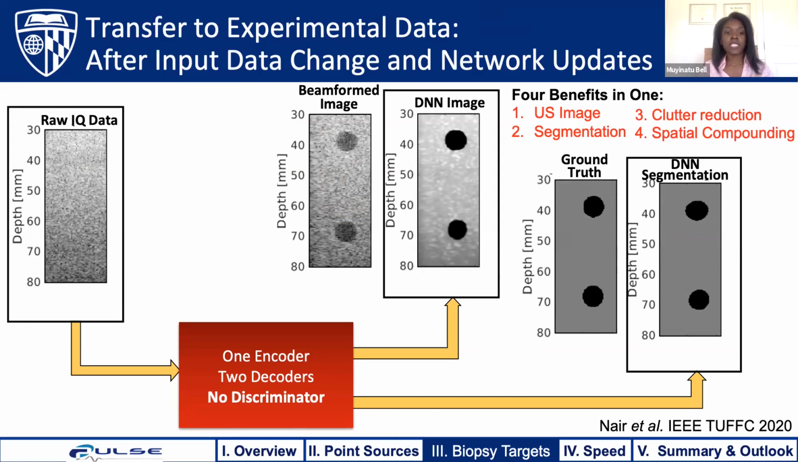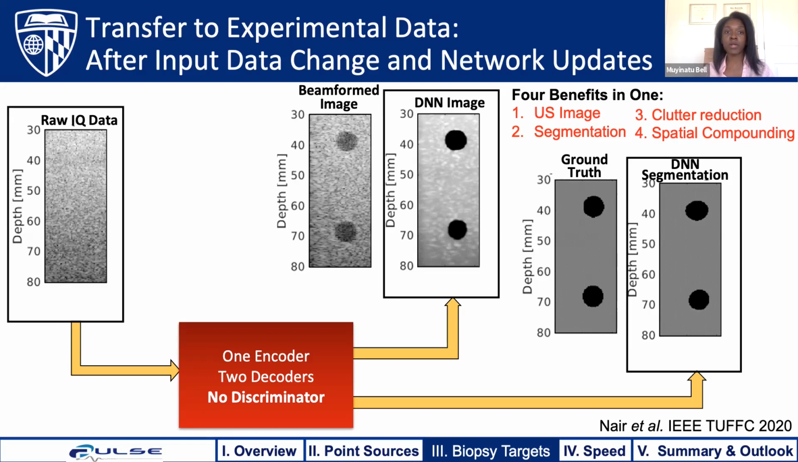And so we did this one change, and then we also changed our input data from raw RF data to raw IQ data. We made this change because it allowed us to downsample more vigorously and pass more data through our network in order to create images with a larger field of view. And these changes produced 4 benefits in one. Not only can we have image formation and image segmentation in a single step, but we can also have clutter reduction, which was obtained by masking out the regions of clutter during the training process.